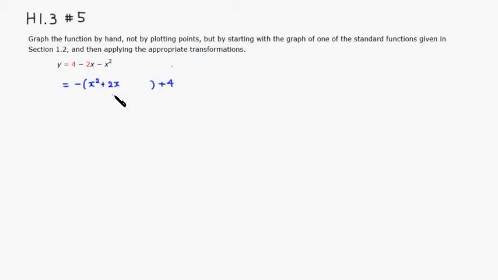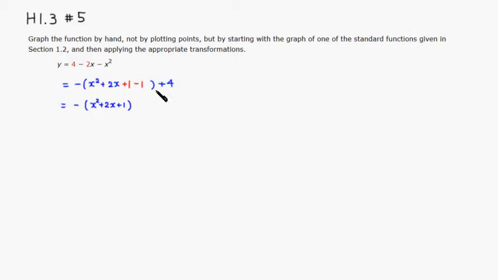Then we have to figure out the number we need for the third term, which will be half of 2, which is 1, squared, 1. So I'm going to just put plus 1 right here, then subtract 1 right away. That way, I like the first three terms, so I'm going to group them together: x squared plus 2x plus 1.